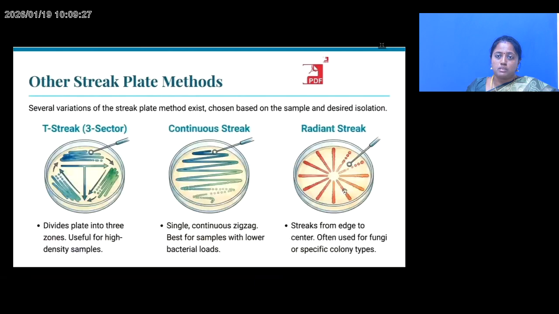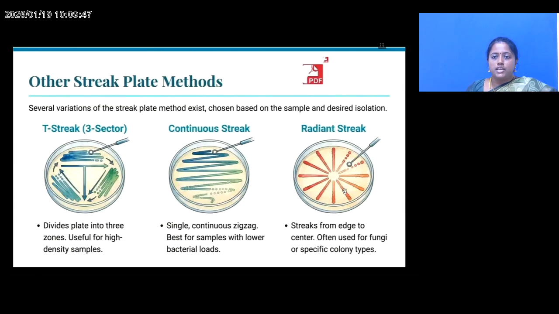So this is the streak plate method. There are different types of streak plating: T streaking, continuous streaking and radiant streaking. In T streaking, we divide the plate into 3 zones, and using the inoculation loop, we streak each of the 3 zones separately, one after another, after incinerating the inoculation loop.